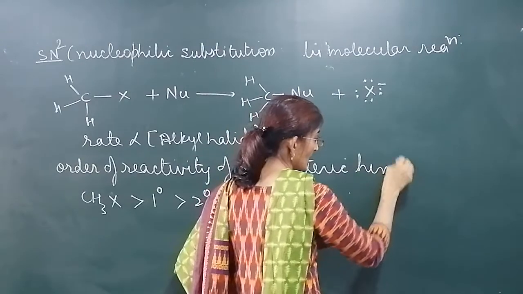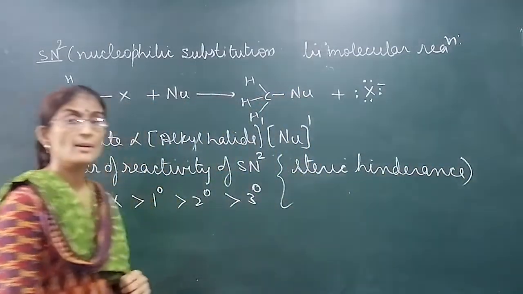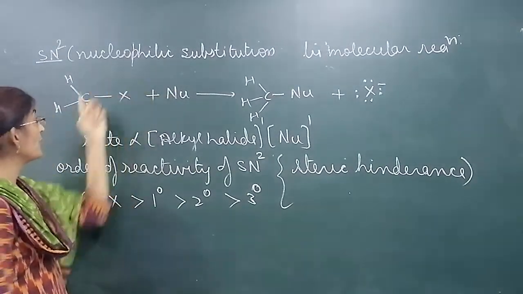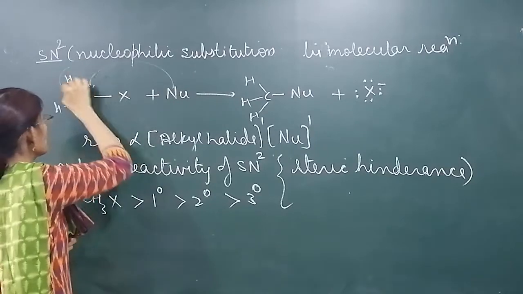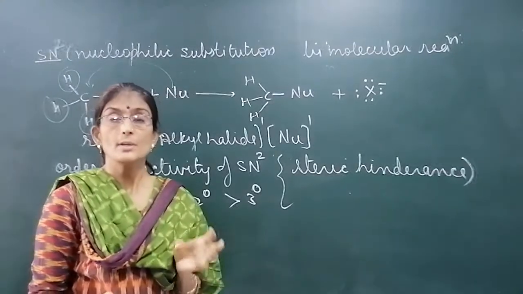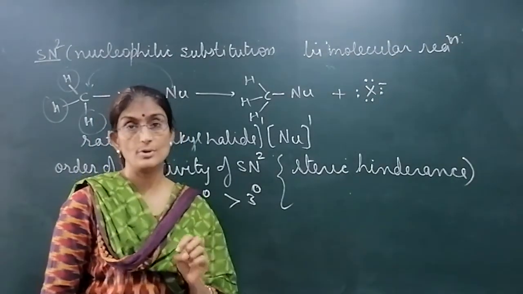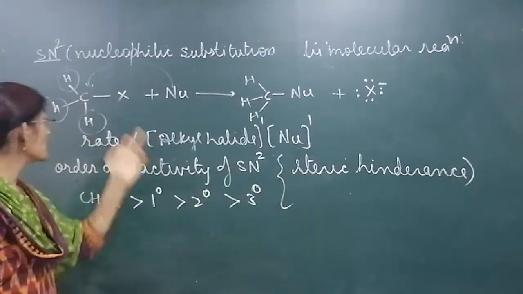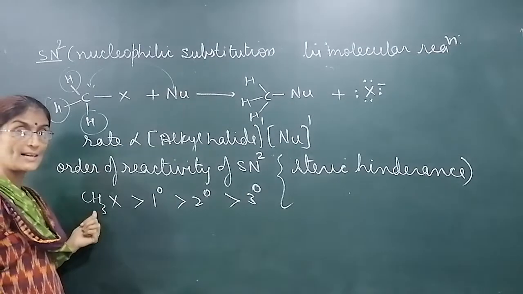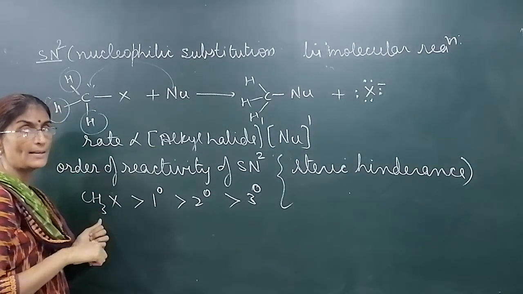Steric hindrance. Steric hindrance in chemical terminology is called crowding. Because the halogen is already there and the nucleophile has to attack the carbon, if the attached groups are very big, bulky groups, then what will happen? The space will not be there for the nucleophile to enter the molecule. So the groups attached to the carbon must be smaller. In the methyl group, 3 hydrogen atoms are attached. That is smaller, so it will undergo the SN2 mechanism faster.